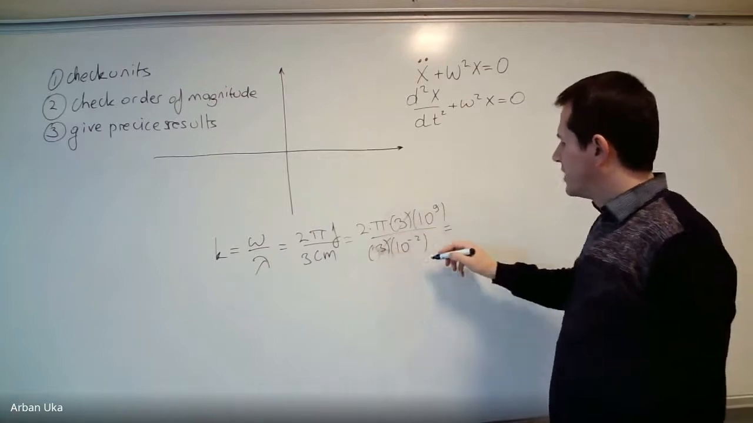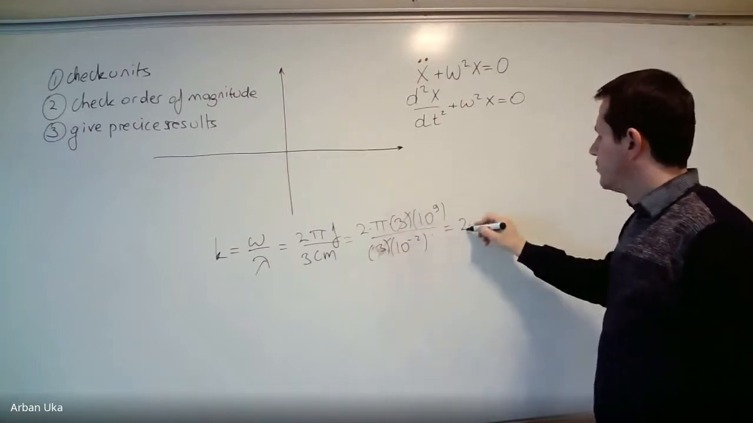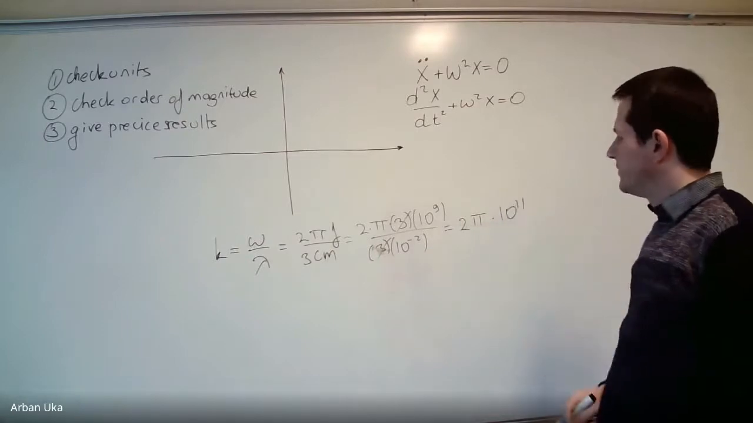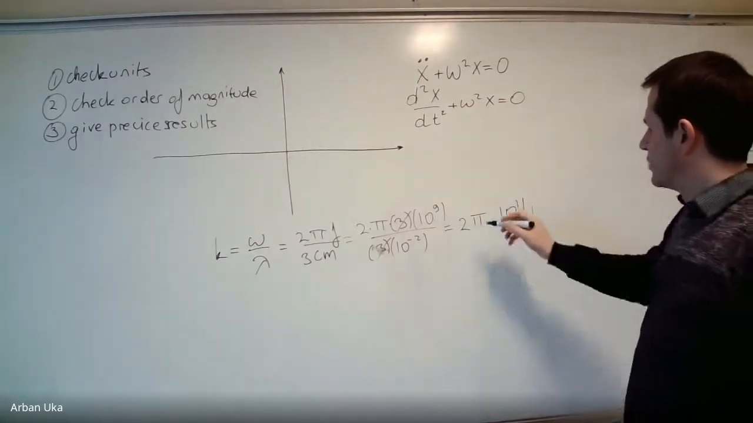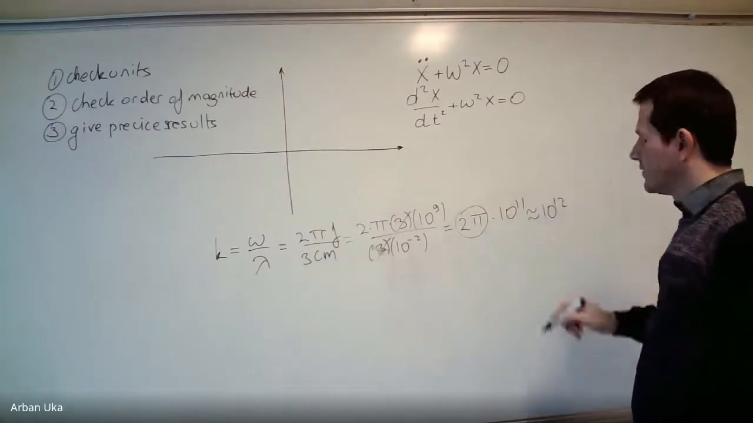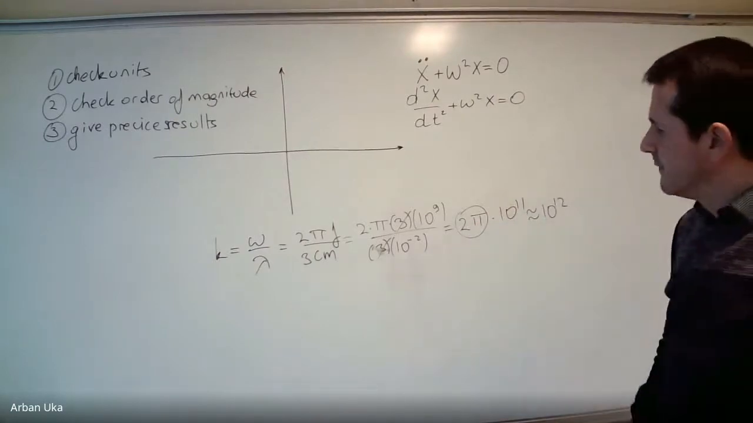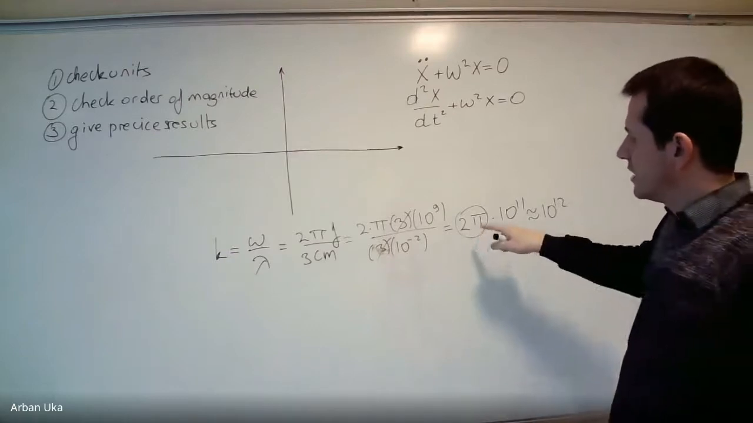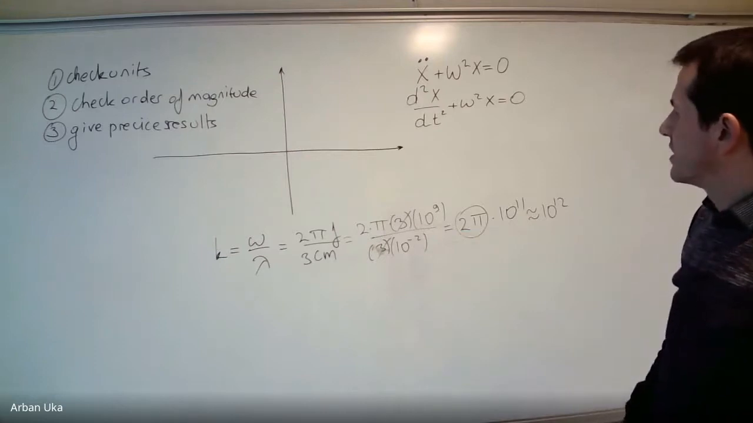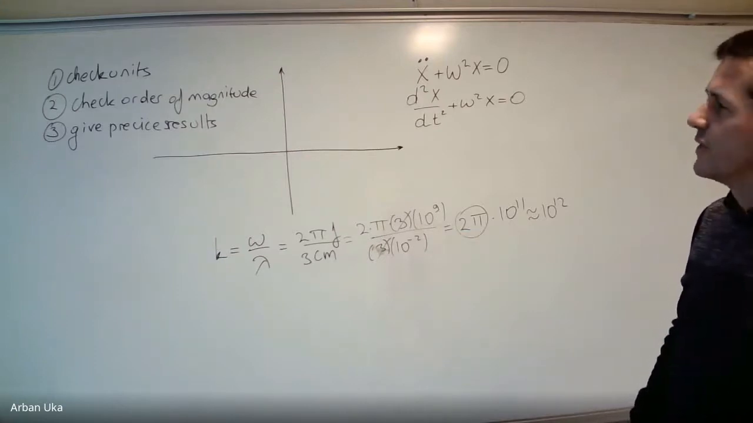Then you divide 3 by 3, this is 2 pi times 10 to the power 11. This is the order of magnitude. 2 pi is about 6, so this is approximately 10 to the power 12. This is the order of magnitude. Maybe you don't have a calculator to write exactly the numbers, but you should be able to check quantities like this.